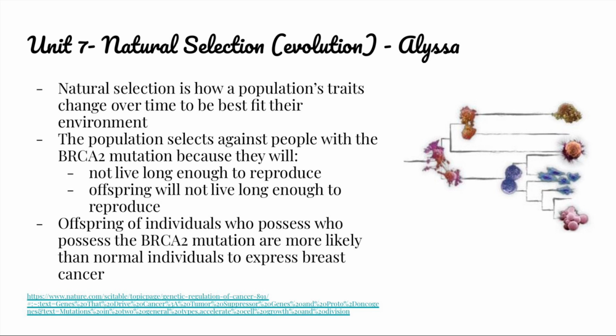The offspring of individuals who possess the BRCA2 mutation are more likely than normal individuals to express breast cancer, and these individuals are selected against. So as you can see in the diagram, some cancers are selected for over other cancers because they are able to live longer in the person.